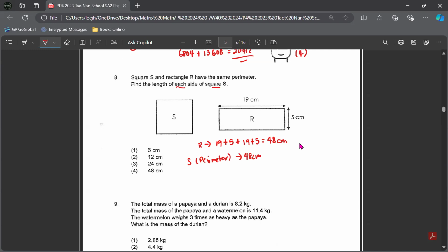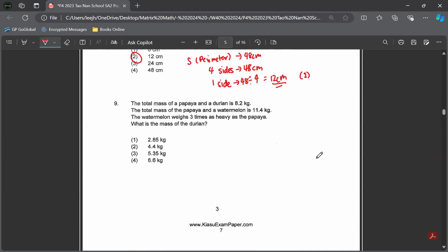So if we look at S, I want to find just one side. You know S is a square, which means 48 cm represents 4 equal sides. So we look for one side, you just divide by 4. 48 divided by 4 gives me 12 cm. Your answer is number 2. So write 2 here.